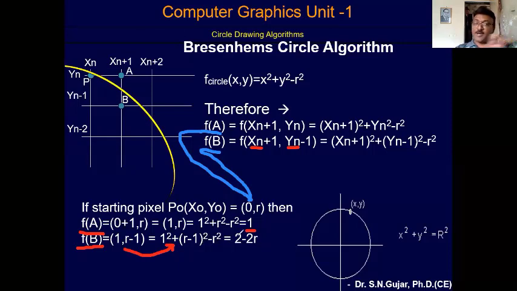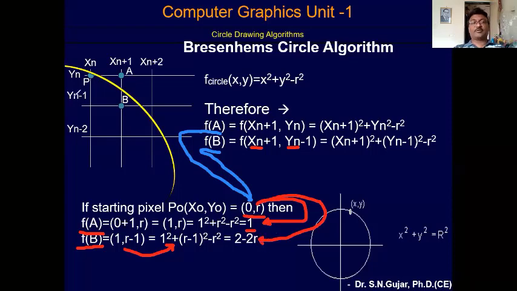Okay. Why am I putting this point on the circle? Because this is on the circle, as I have considered. And which point is on the circle? This 0, r is on the circle. That's why I am going to put this point on both. So suppose I put it on a, so this becomes my f of a value. And suppose I put it on b, so this becomes the f of b value.